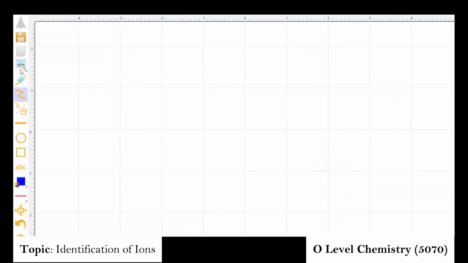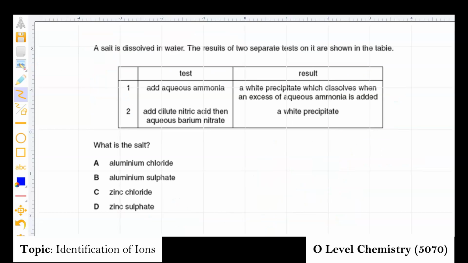Now come to the question. You can see this question. A salt is dissolved in water. The results of two separate tests on it are shown in the table. As I already told you, to analyze a salt you have to dissolve it in water, and after dissolving it you divide it into two portions, one test tube and another test tube containing that salt dissolved in water. In one test tube you add aqueous ammonia and in the other test tube you add barium nitrate.